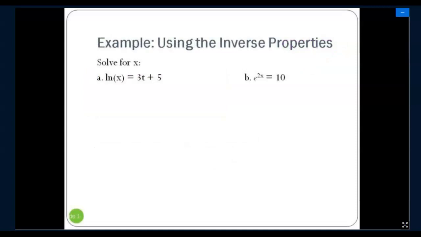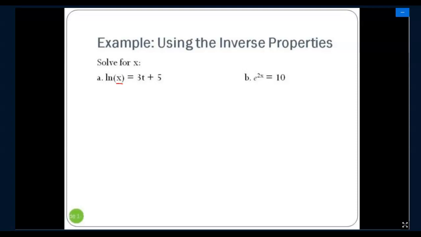So what we're going to do today is look at some of these natural logs and exponentials, and our goal is going to be to solve for our variable x using each of these new rules. So in letter A, we have the natural log of x equals 3t plus 5. Our goal is to solve for x.